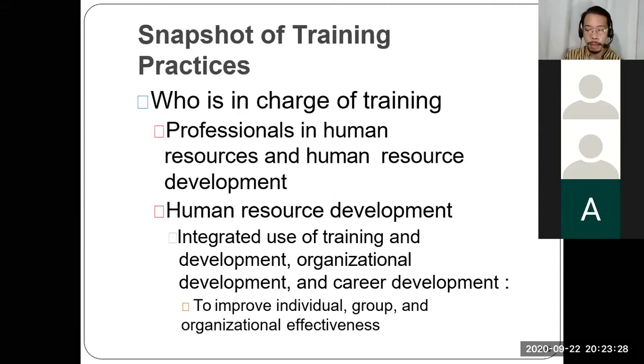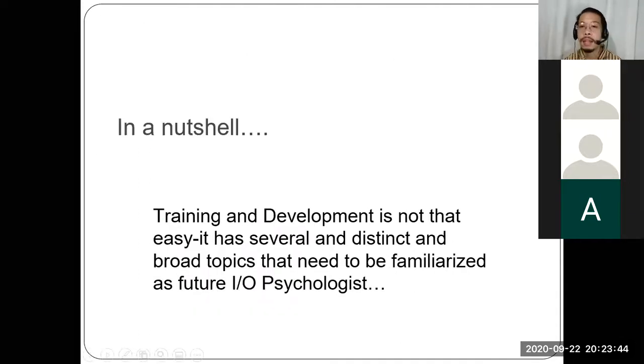And some organizations, they have smaller teams, so they house the training officer or learning or training specialist under HR, human resource. Right? In a nutshell, training and development is not that easy. It has several distinct and broad topics that need to be familiarized as a future IO psychologist.